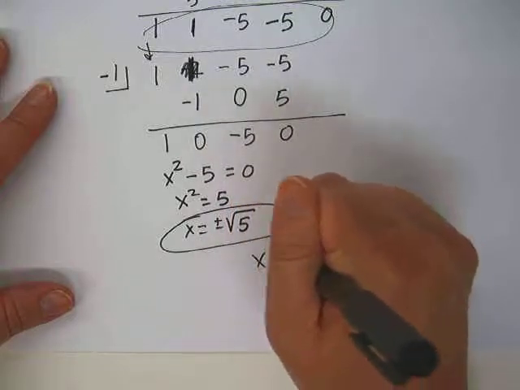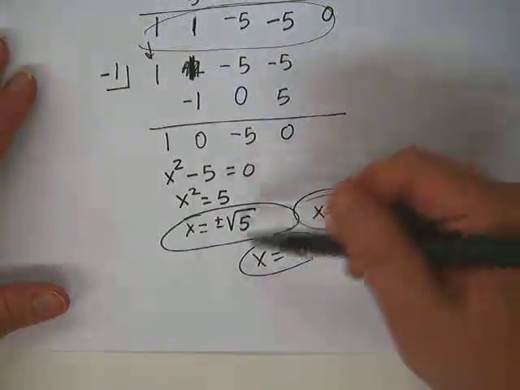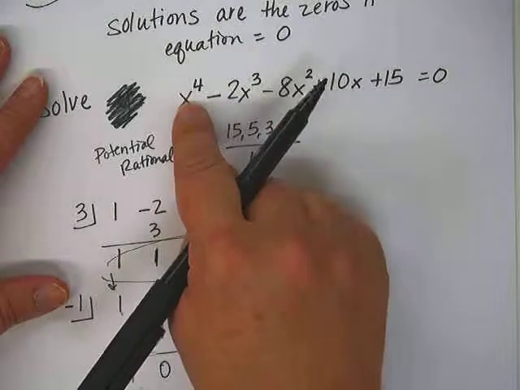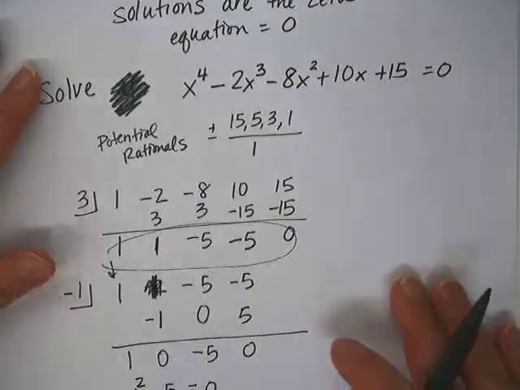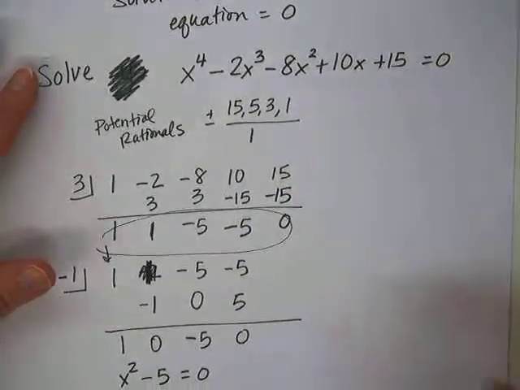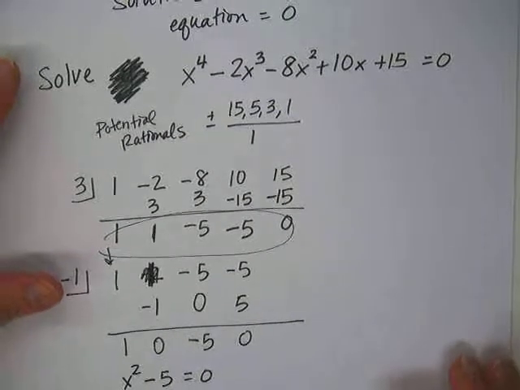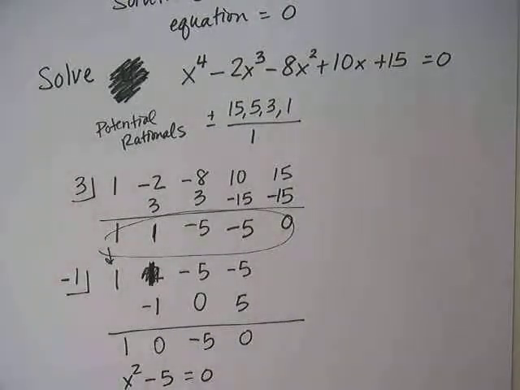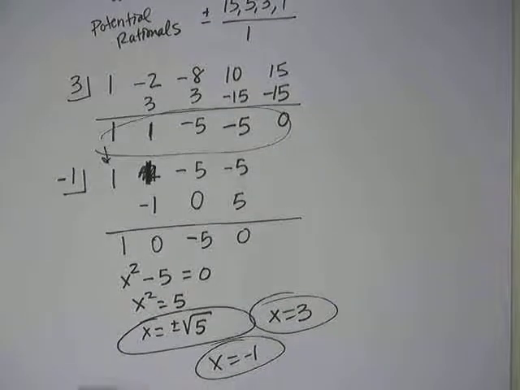Guess what our solutions are? X equals plus or minus the square root of 5, x equals 3, and x equals -1. So there are 4 solutions to this degree 4 problem. It's possible that there might be less than that if some of the solutions are imaginary. We're talking about that next.